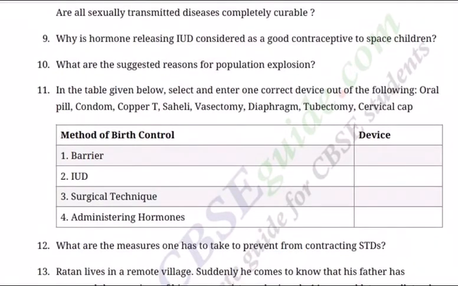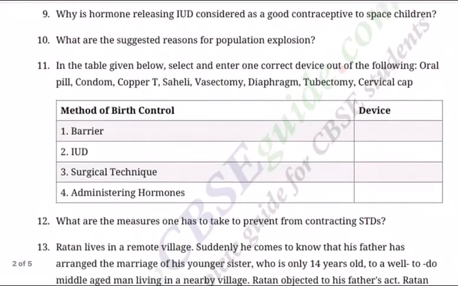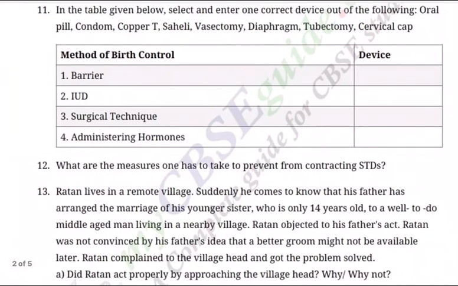Question number 11. This is important. Repeatedly this table is asked many times in the board exam, so focus on such type of questions in this chapter. In the table given below, select and enter one correct device out of the following: oral pill, condom, copper T, Saheli, vasectomy, diaphragm, tubectomy, cervical cap. So method of birth control for barriers, what should be the device? IUD, device name. Surgical technique, administering hormones. So you have to suggest the device.